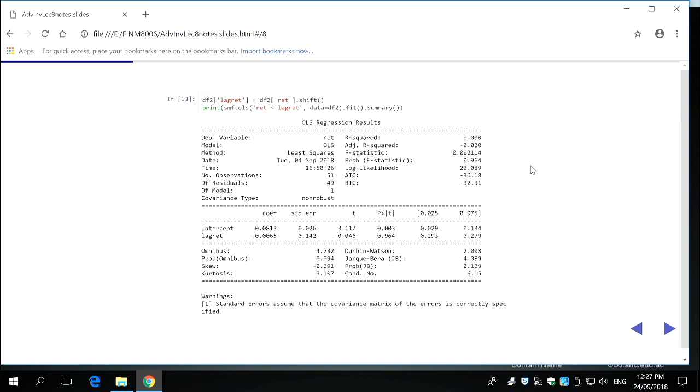So this makes sense, right? If you could actually predict the future return with the lag return at annual frequency, then everybody would be rushing to do that. After all, it's not difficult to run a regression like this. All right?